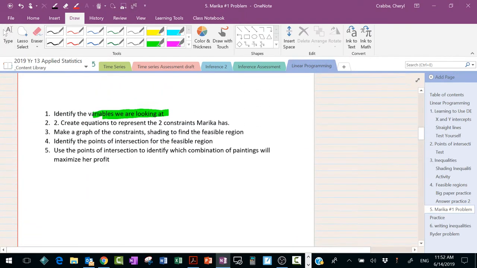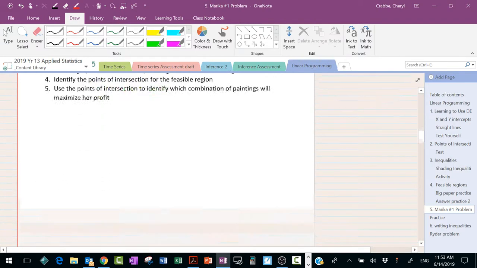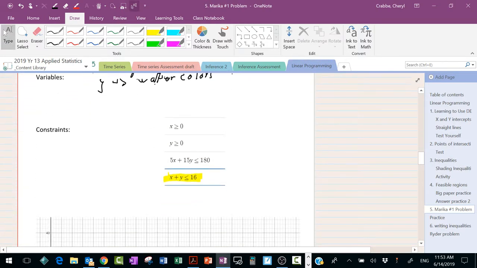The second constraint that we're dealing with is cost. The materials for each pastel cost $5. Materials for a watercolor cost her $15. And Marika's budget only allows her to spend $180 on materials altogether. So the constraint for costs is 5x plus 15y cannot exceed $180, because that's all she's got to spend. So that's really the second constraint. These are the major ones.